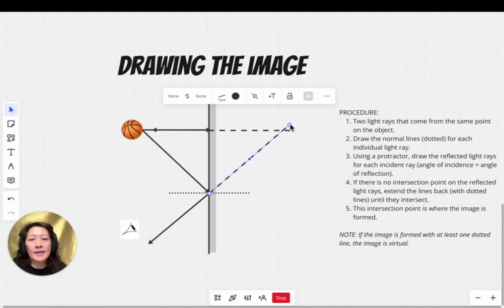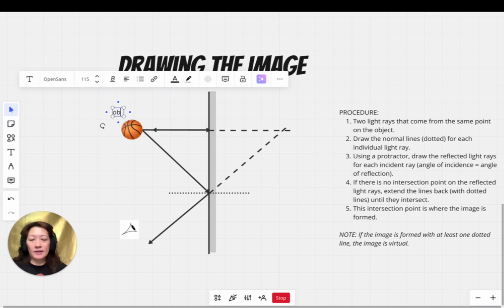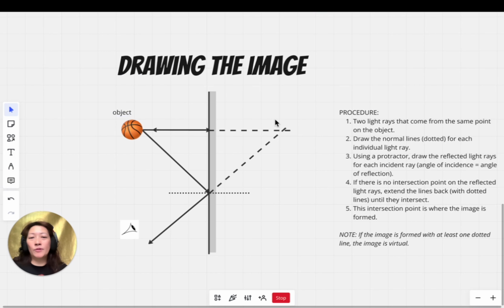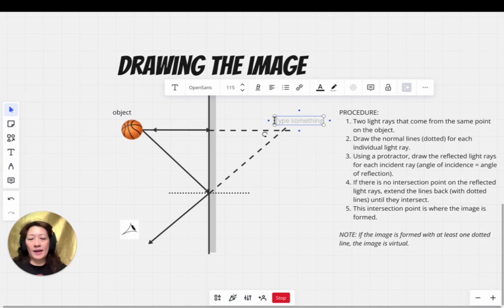And as you can see, this is a much easier way to obtain the image formed. This can be accepted because as long as you have two light rays that clearly obey the law of reflection and you get the intersection point of the two reflected light rays, it is correct. Just going to complete the labeling here. This is the object and this is the image.